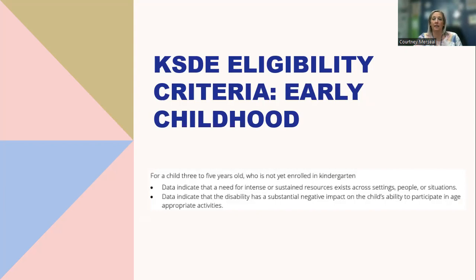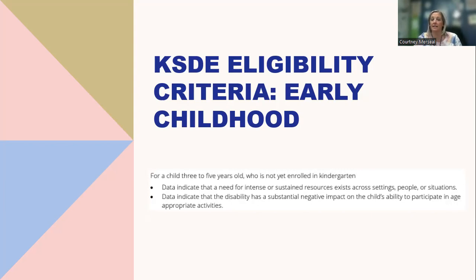If the child is ages 3 to 5, they would be under the early childhood umbrella. So that would mean that there would need to be data demonstrating a need for intense or sustained resources across settings, people, or situations. Since standardized testing is a little bit harder to do with ages 3 to 5, they would need to document that resources are needed across multiple settings to provide something for the child.